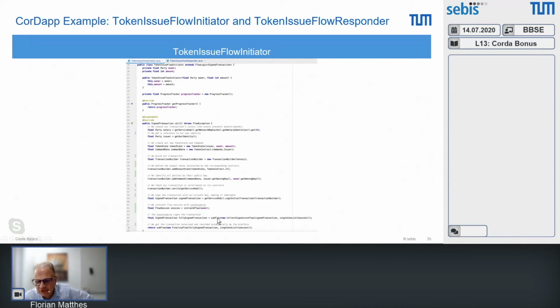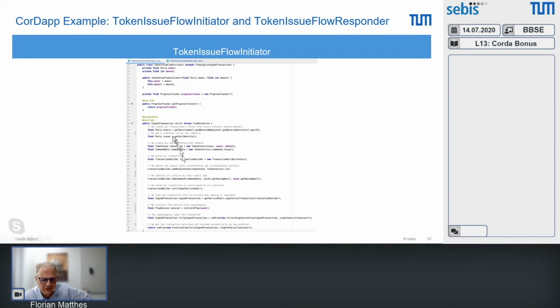Again, there's a lot of repetitive copy and paste going on here, which creates the necessary subflow, which only consists of executing such a collect signatures flow for the signed transaction. And then we return this subflow, which executes a finality flow for the fully signed transaction in the single list of the session.